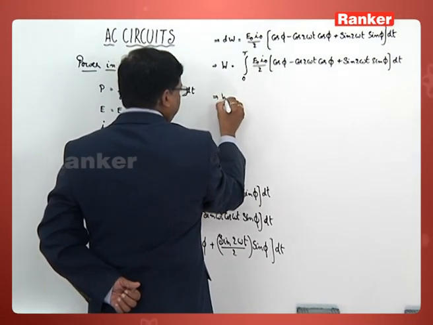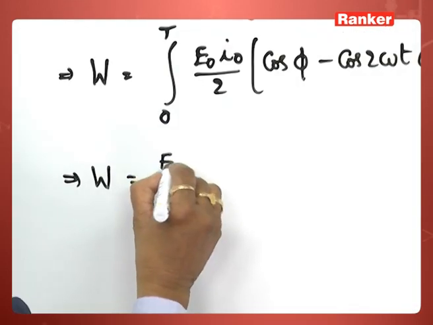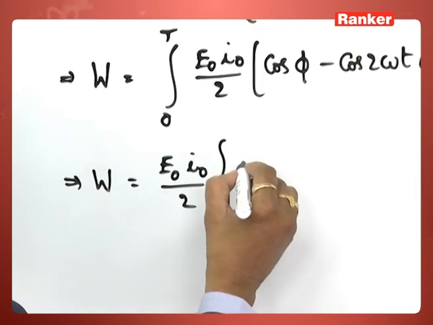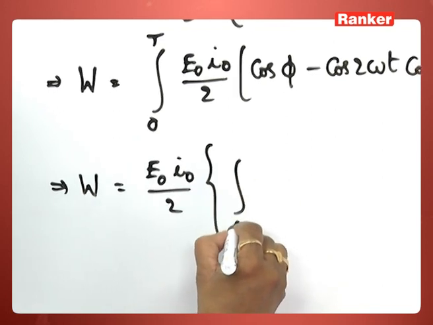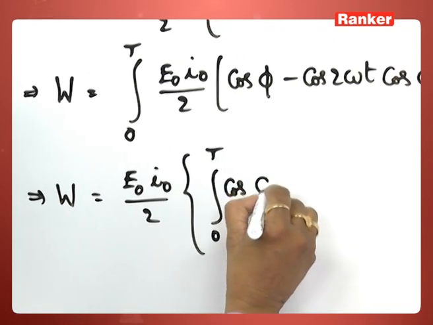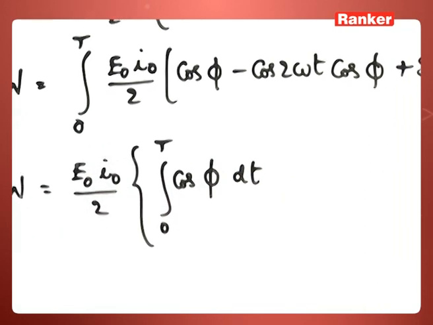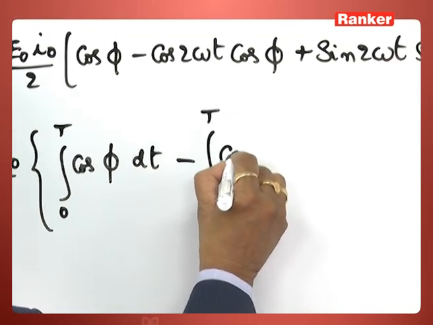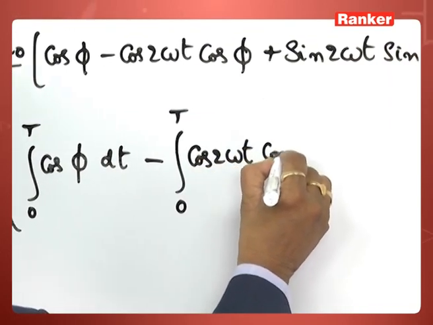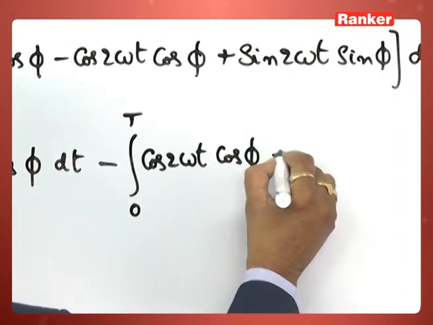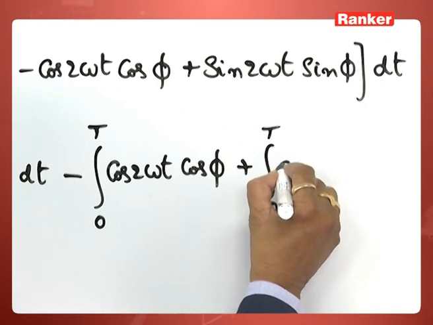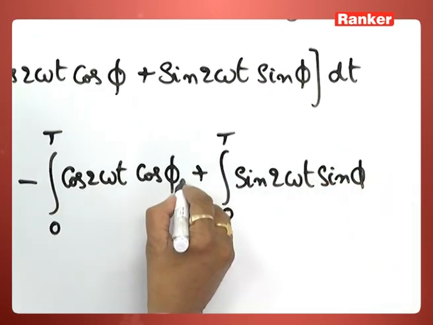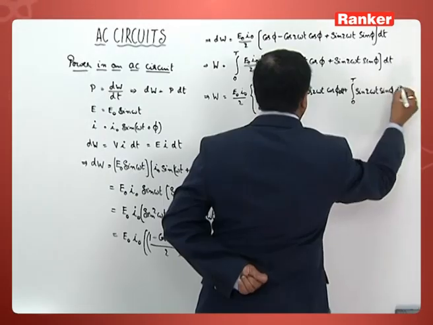Let us now rewrite the same this way. E naught I naught by 2, you take this one: integral 0 to T cos phi dt, minus integral 0 to T cos 2 omega t cos phi, plus integral 0 to T sin 2 omega t sin phi dt.